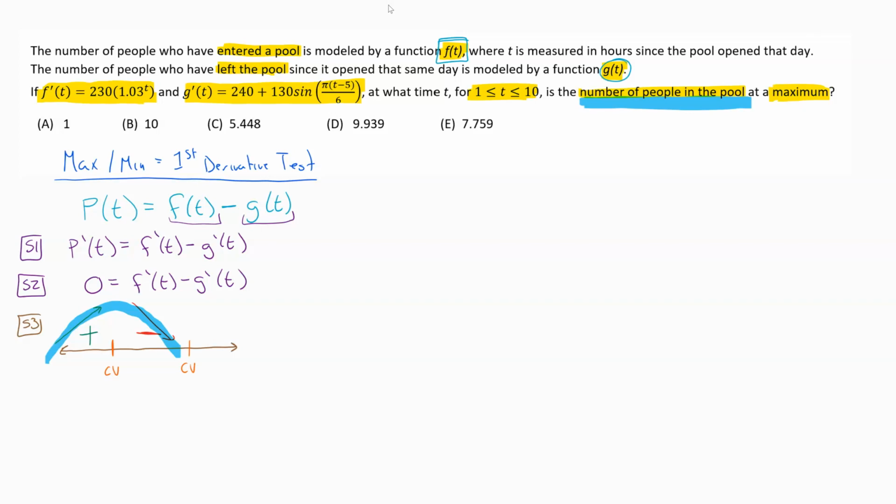So now I need to find those critical values. Well, that was coming from step 2. So I go back up here to step 2, and I've sort of said, okay, that's what I need to run through, and what can I do with the actual values they gave us?